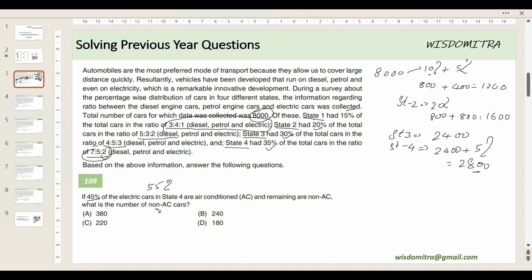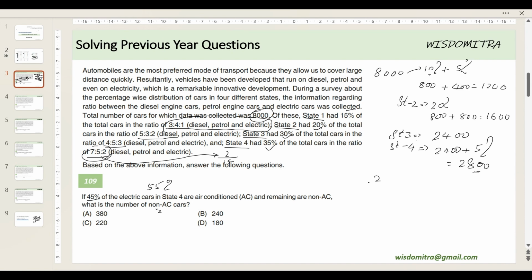And to identify this ratio, what you do is nothing but the number that you need, that is 2, divided by the sum total of all these three, 7 plus 5 plus 2, which is 14. So this is the ratio in which electric cars are there, right? 2 upon 14. So if there are 14 cars in state 4, 7 of those are diesel, 5 are petrol, 2 are electric. So 2 in 14 are the electric cars.